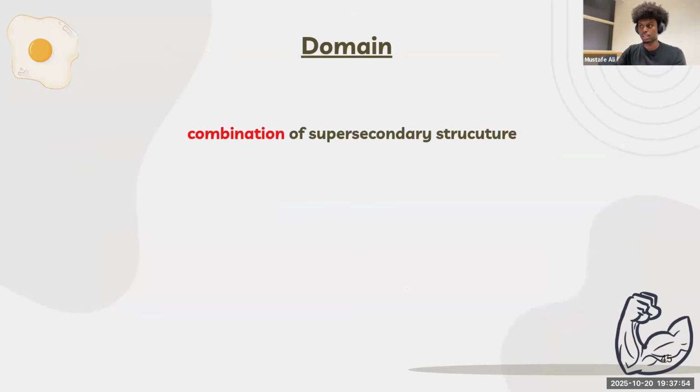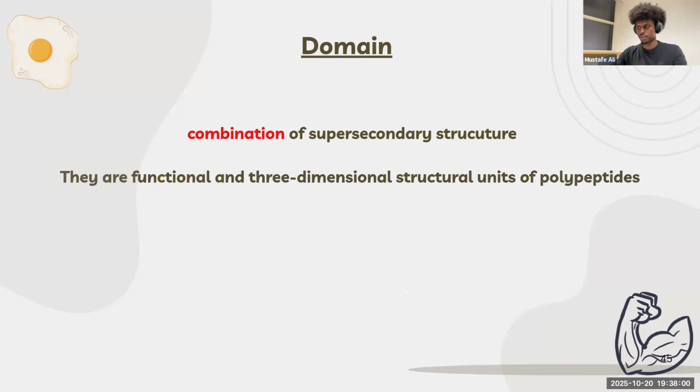Now, domains are basically the combination of supersecondary structures, or in other words, the combination of motifs. They are functional and three-dimensional structural units of a polypeptide. And a large protein can have multiple domains.